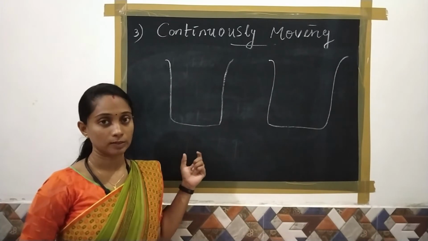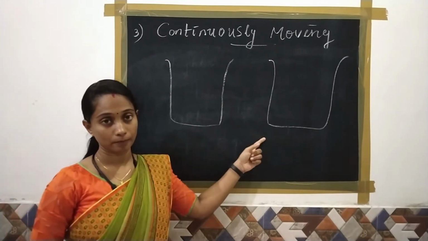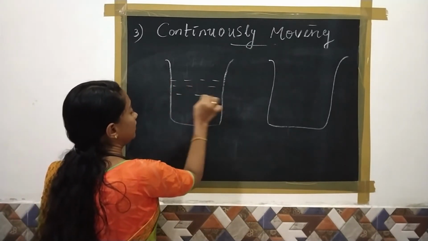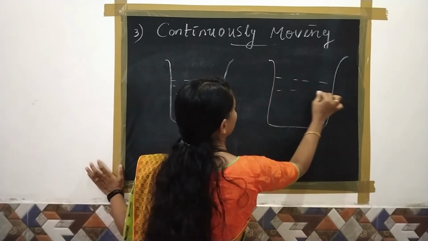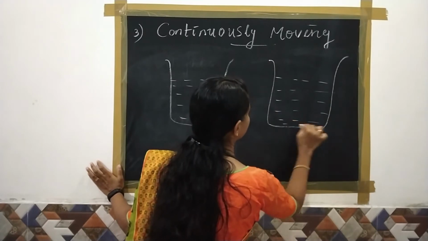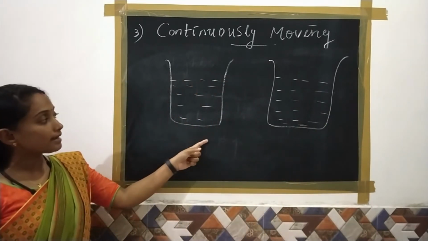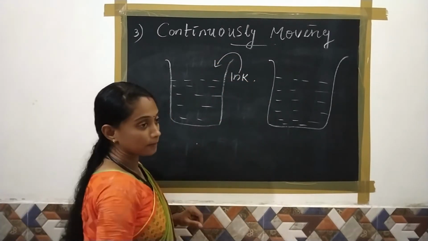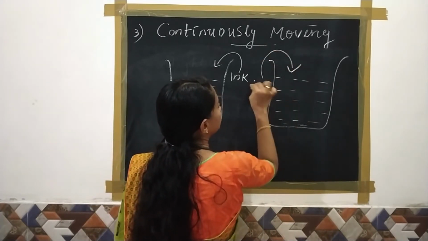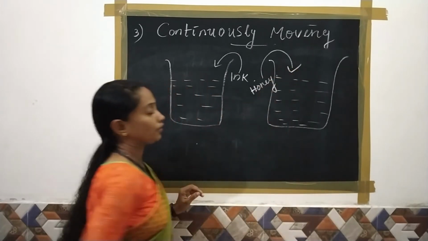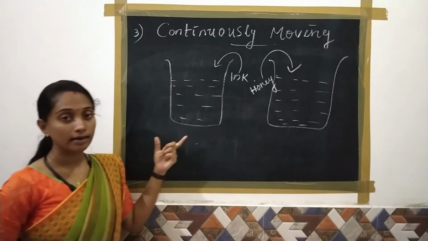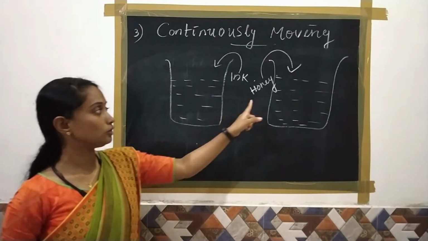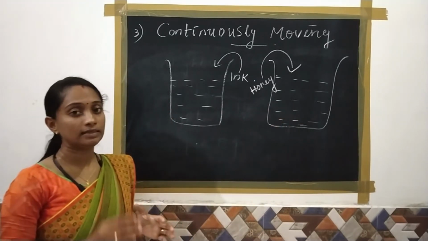Okay, let us see one more activity. In this activity we take two beakers and add an equal amount of water to both beakers. One drop of ink is added to the first beaker, and one drop of honey is added to the second beaker. Let it stay undisturbed for some time.